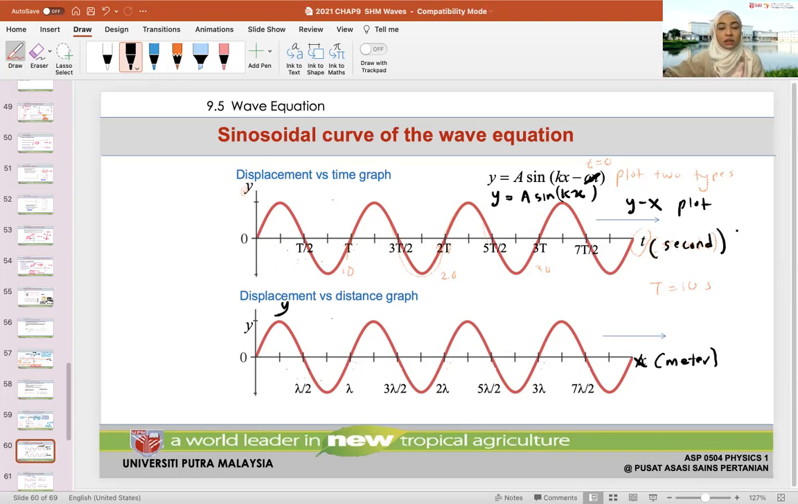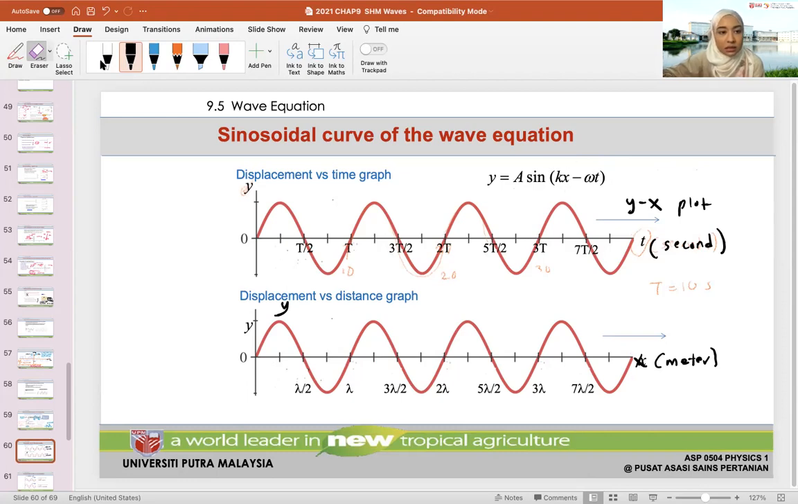From the same equation, eh? So again, I'm going to repeat myself here sebab selalunya orang blur kat sini. What's going on? Tiba-tiba you do plot. So here I'm going to tell you again. From the same equation, you get two types of plot. This is where people selalunya kantoi. Okay, listen to me. Y equals to A sine KX minus omega T.